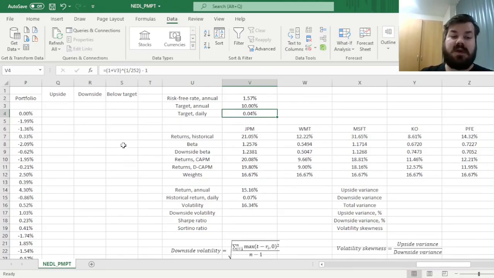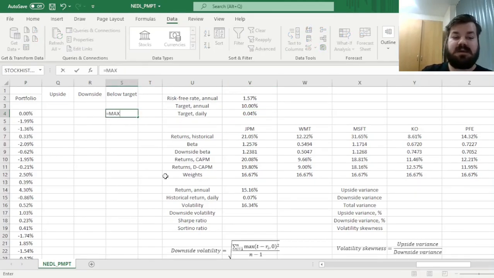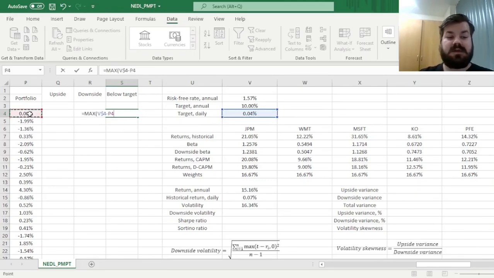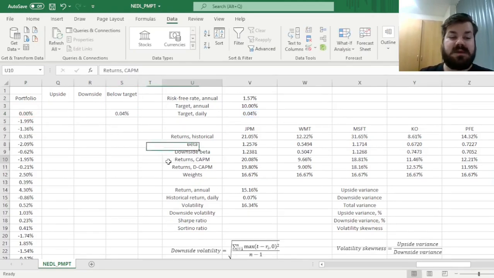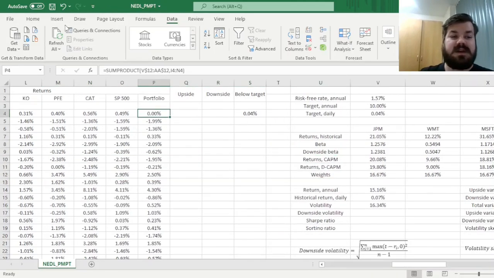So let's do both. For our downside volatility, we need to calculate the maximum of the daily target minus the portfolio return. So basically, we are returning a value only if we have underperformed our daily target on this particular day, and 0 otherwise. So here we see, in the very first day, our return is coincidentally 0, so we have underperformed our target by roughly 4 basis points.